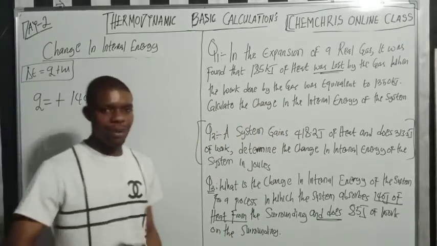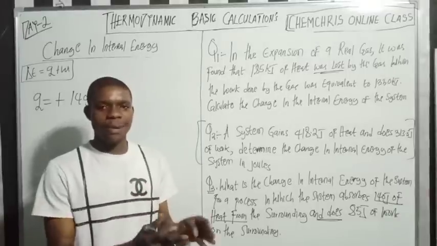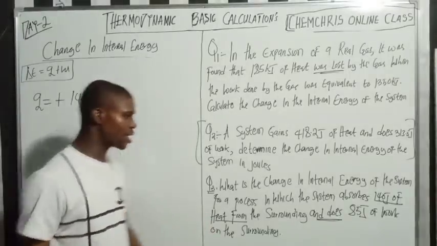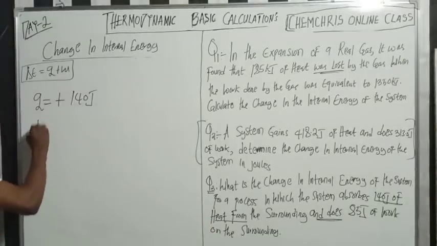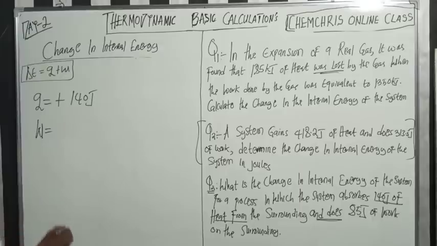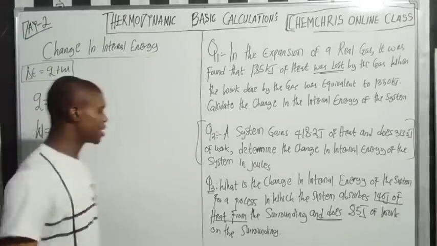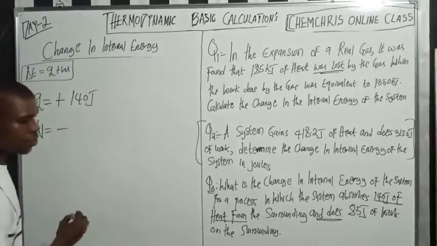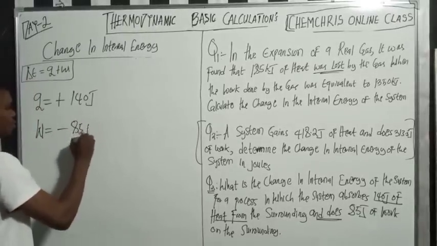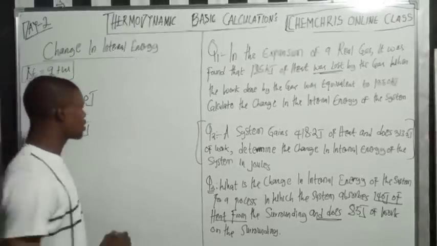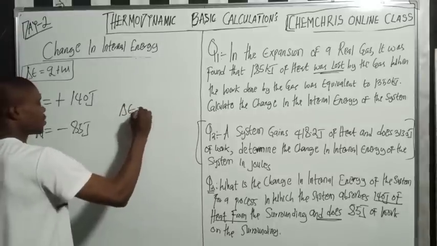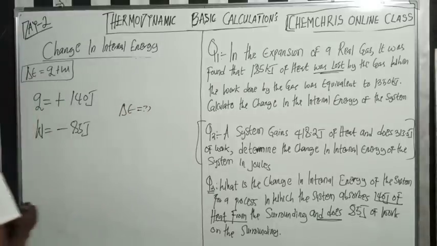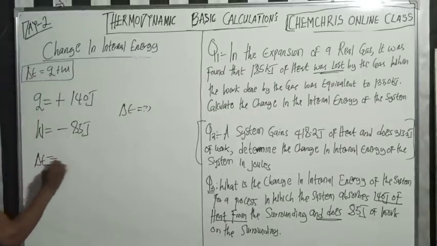Work is done by the system, and when work is done by the system, it's called expansion. Do you understand? Work done by the system. So here we have W, and whenever work is done by the system, it is negative. So here we have minus 85 joules. So they ask for the change in internal energy. So here we have change in internal energy, ΔU, equals what?